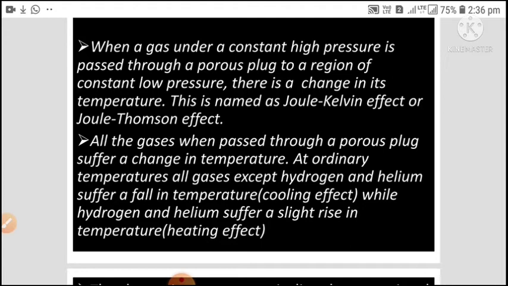That means they suffer a cooling effect, while hydrogen and helium suffer a slight rise in temperature. That is the heating effect. When hydrogen and helium pass through a porous plug, their temperature slightly increases, and that effect is called the heating effect. When the temperature of other gases decreases after passing through the porous plug, that is called the cooling effect.